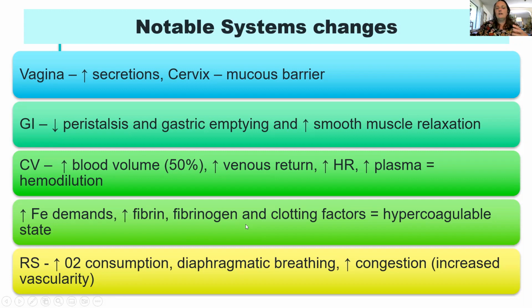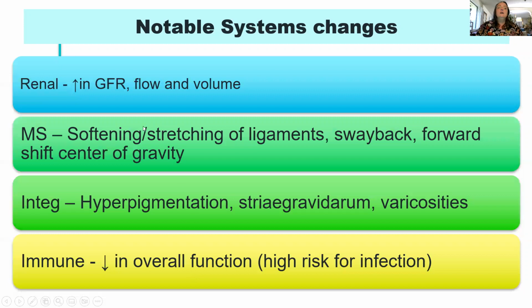And so the body creates a hypercoagulable state, which puts women at higher risk for blood clots and other cardiac issues, especially if they already had them. And then increased oxygen consumption. A lot of women complain about increased congestion, and that's from the increased vascularity. There's an increase in your GFR, flow and volume. There's a softening and stretching of the ligaments and a shifting of the center of gravity, so it's more likely that a woman can have a fall because that center of gravity is different.